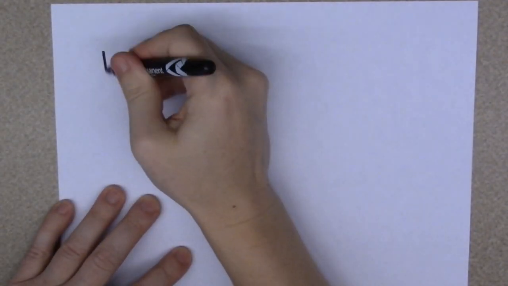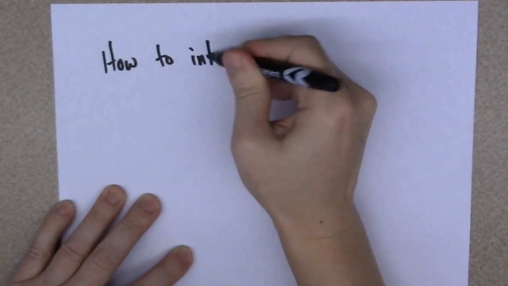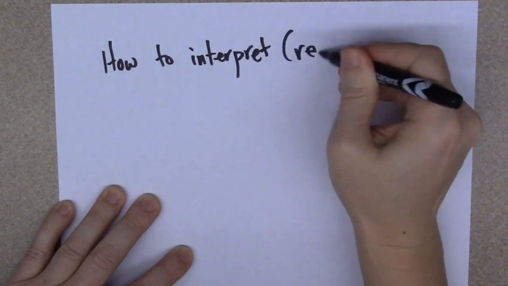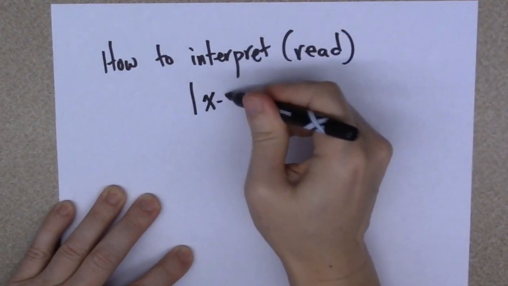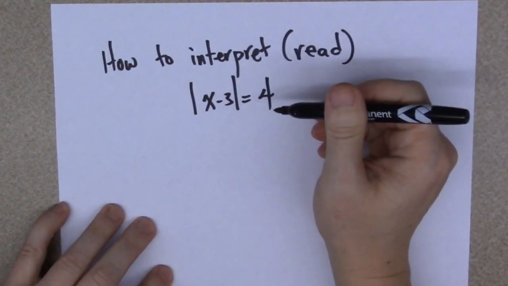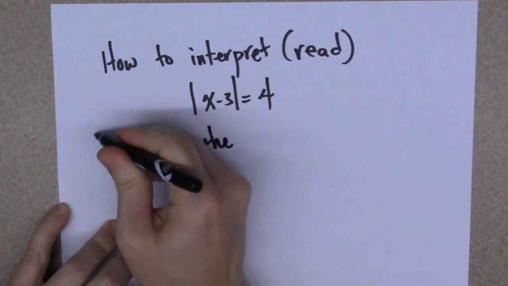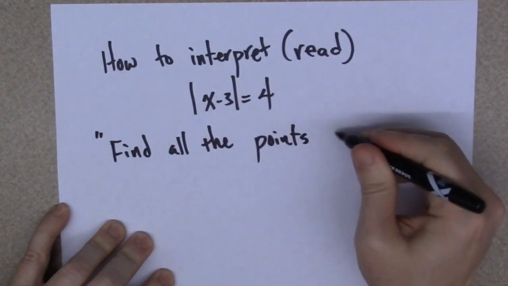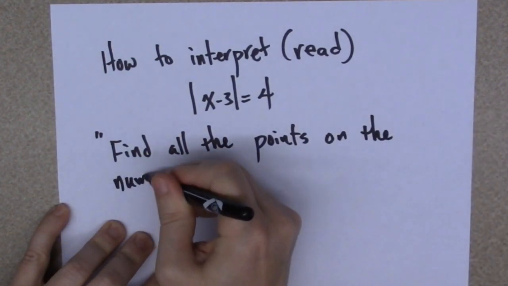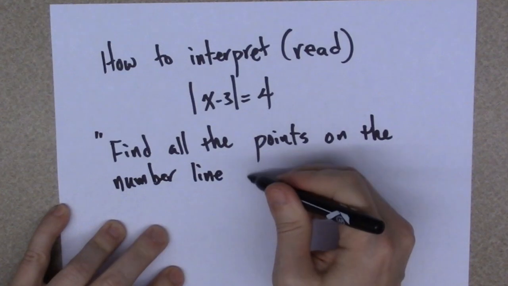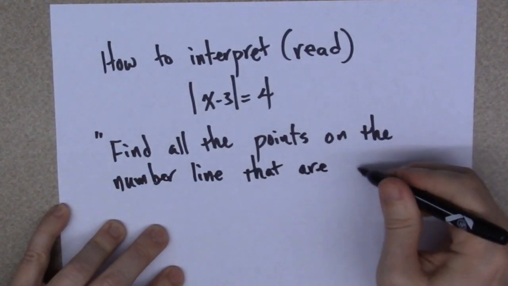Now to solve for solutions. When you're reading an absolute value equation, it's best to state it in terms of distance. In this particular case, we're trying to find all the points on the number line that are at a distance of 4 from 3.